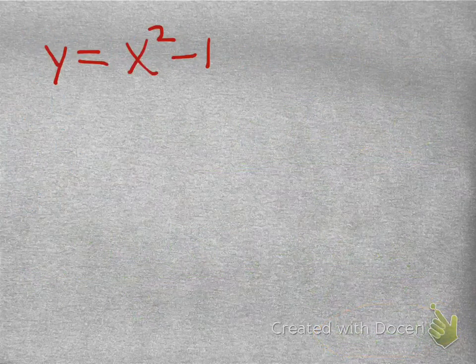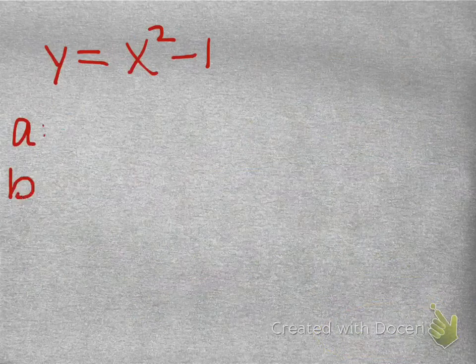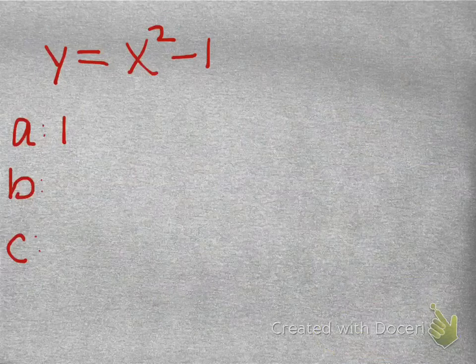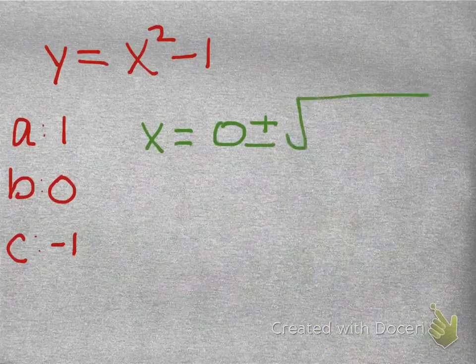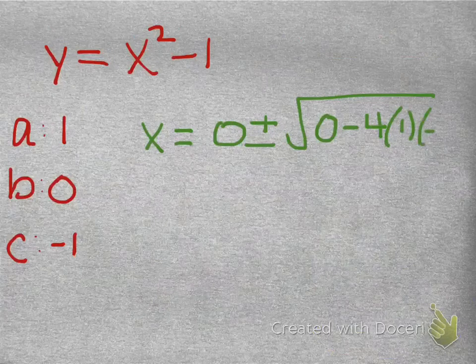Alright, this is going to be our last example. When we have the quadratic y equals x squared minus 1. So A is 1, B, there is no B, and that's fine, it's 0. And C in this case is negative 1. So let's see what this does. Alright, x equals the opposite of B, which is 0, plus or minus the square root of B squared, which is still 0, minus 4 times A times C.